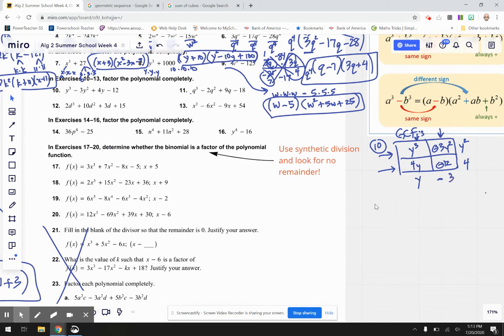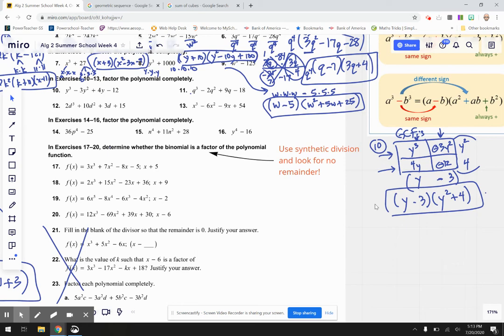So there's your 2 parentheses: y plus 3, y squared plus 4. So y minus 3 and y squared plus 4. That's how the box works. And it's pretty much the same on all of those. So there is one little trick, though.